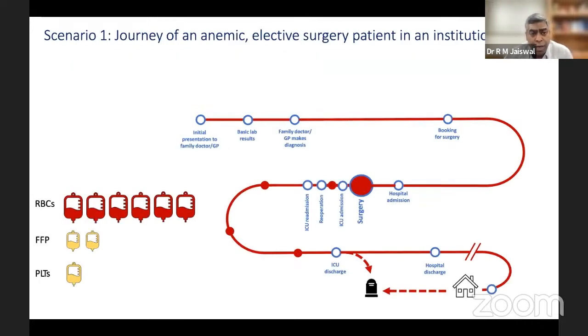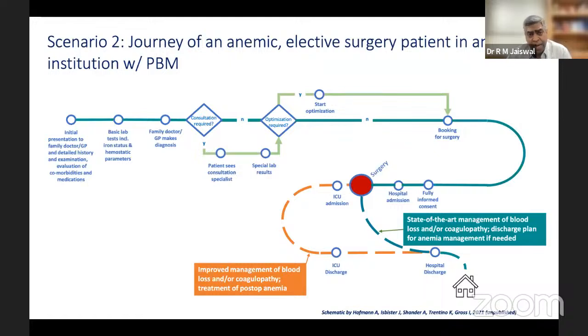These are the two scenarios, especially the journey of an anemic elective surgery patient in the ICU setup. In the first, the patient has not been diagnosed for anemia. In the second, after implementation for elective surgery, the patient is investigated properly and counseled by the family GP, and whenever consultation is required, it is given for optimization of RBC mass before the surgery. After the optimization, the patient is booked for surgery. When I compare with scenario one, in spite of anemia the patient was booked for surgery, and there was an unnecessary transfusion to correct the anemia for the surgery.